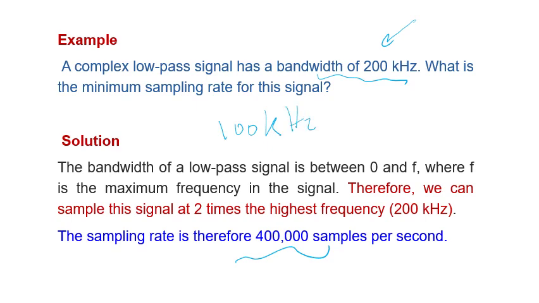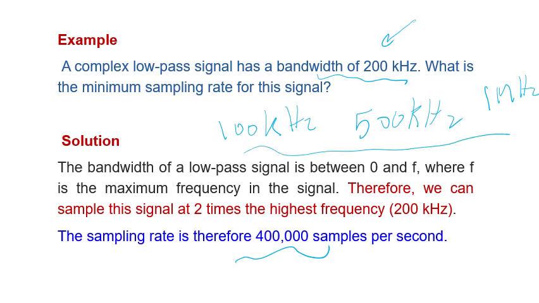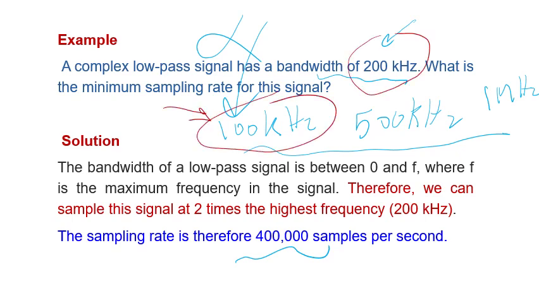kilohertz, 500 kilohertz or 1 megahertz. Which one is the best sampling out of these three? Of course, the first one is not acceptable. It's wrong because it's less than double of the signal frequency. Now the remaining are 500 and 1 mega. 500 is good, but 1 mega is better. It's going to give me a better shape of the analog signal.